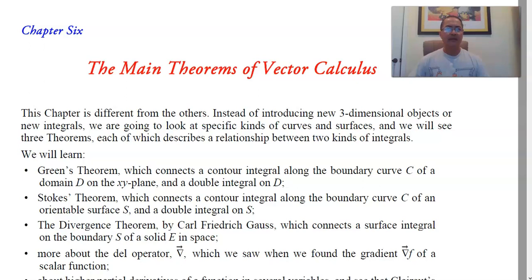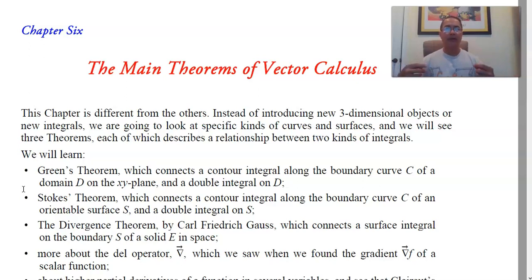But I start out that description for this chapter a little bit differently because we're basically going to make connections between the integrals that we've seen so far. In particular, we're going to look at three important theorems. These are what you might call the core theorems of vector calculus. So first we have Green's theorem, and this connects a contour integral along a boundary curve of a domain on the xy plane and a double integral on that domain.